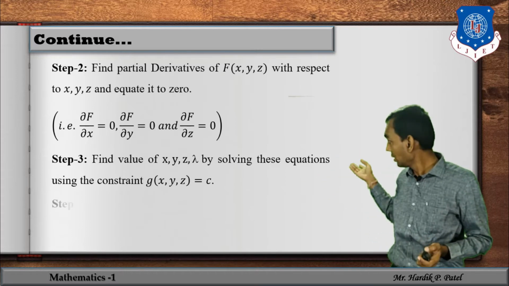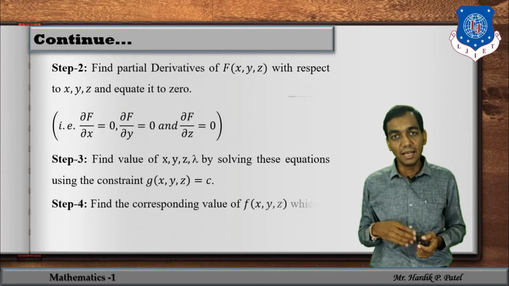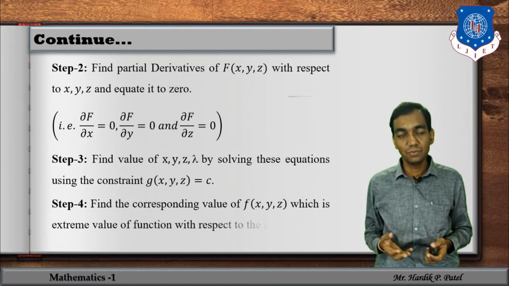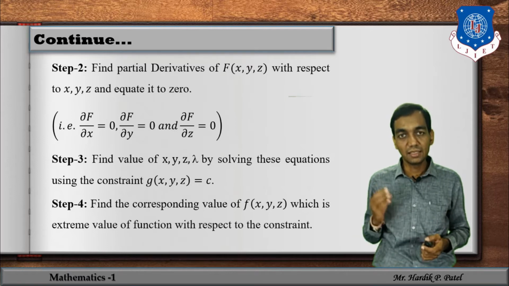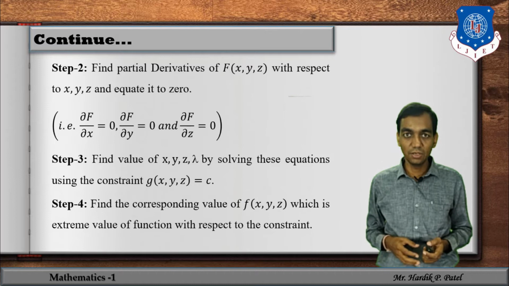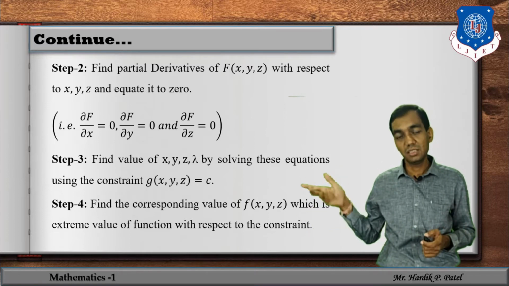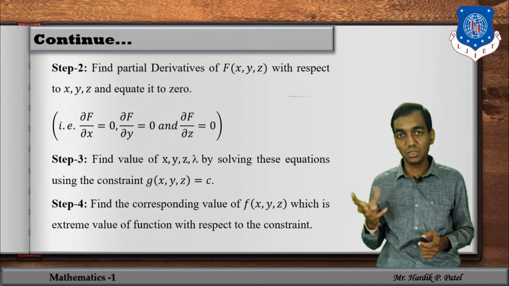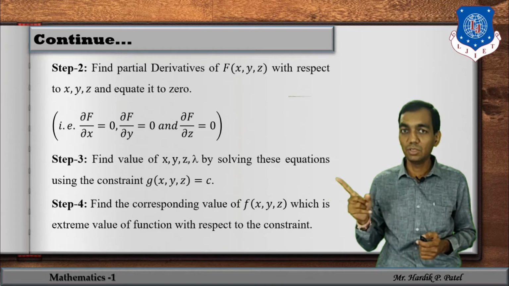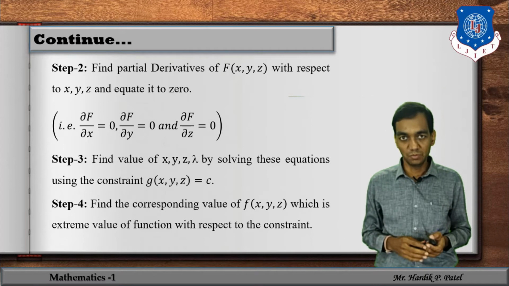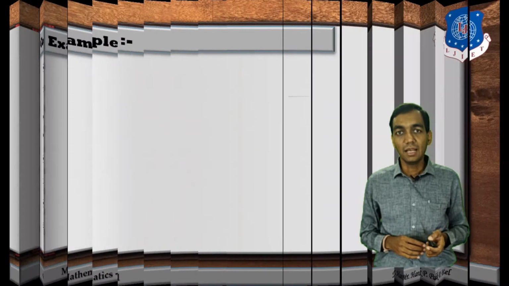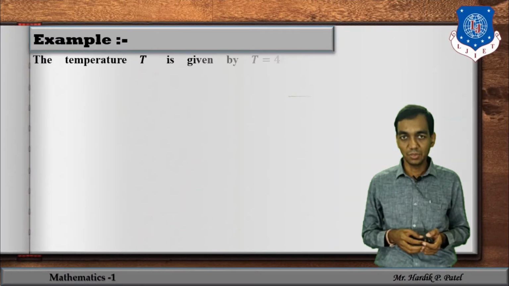Now, whatever values of x, y, z you get, at those find the value of f of x, y, z, and that value is the extreme value of your given function subject to the constraint. That means with respect to the given condition, that value is going to be a maximum or minimum. Okay, now we move on to the example.